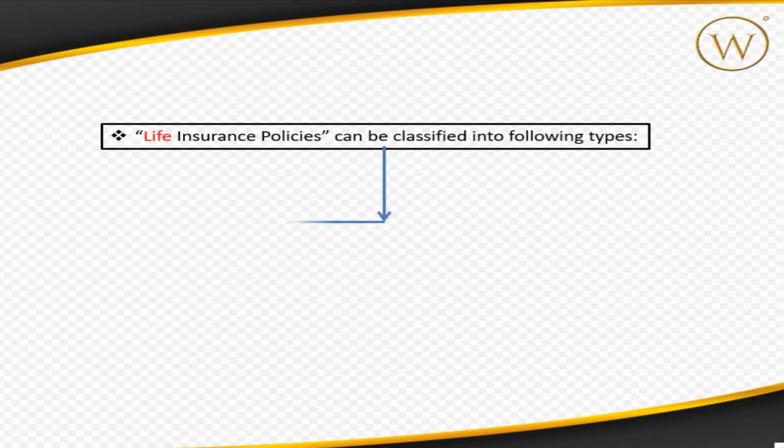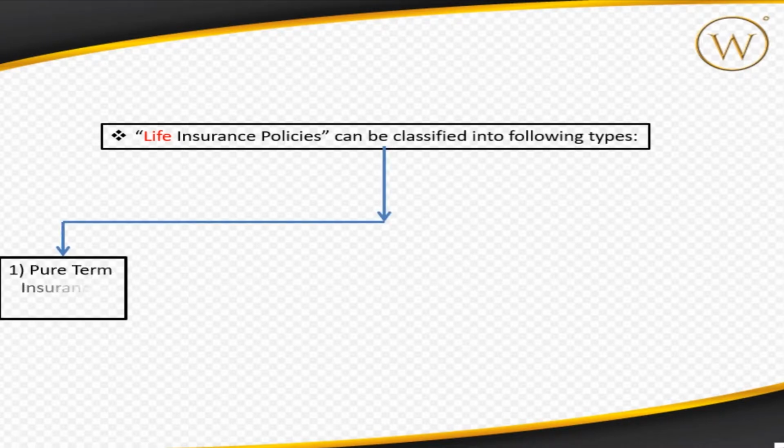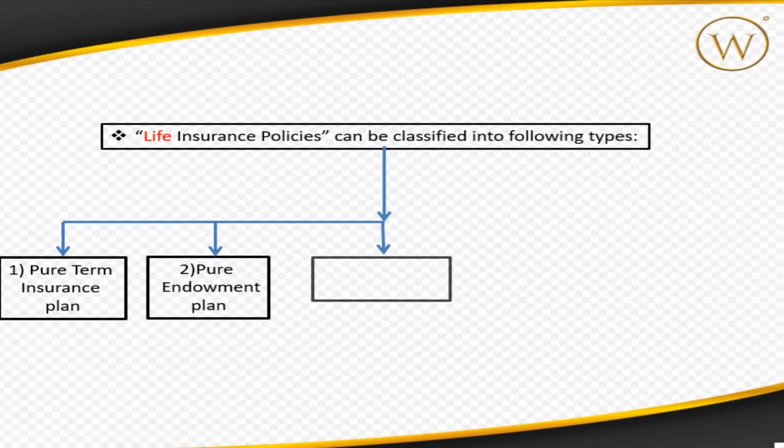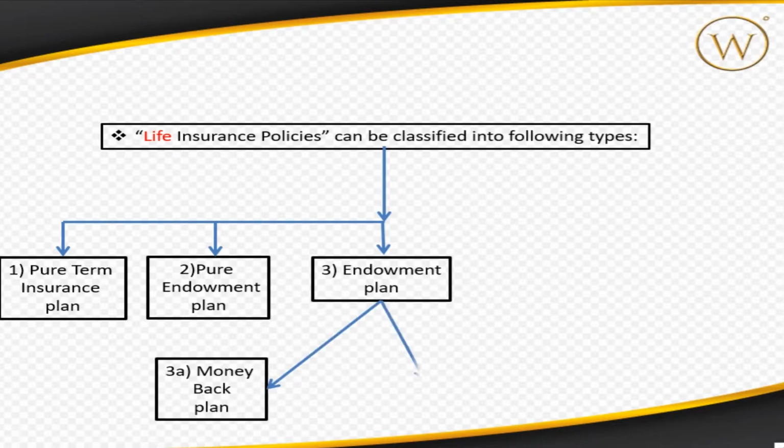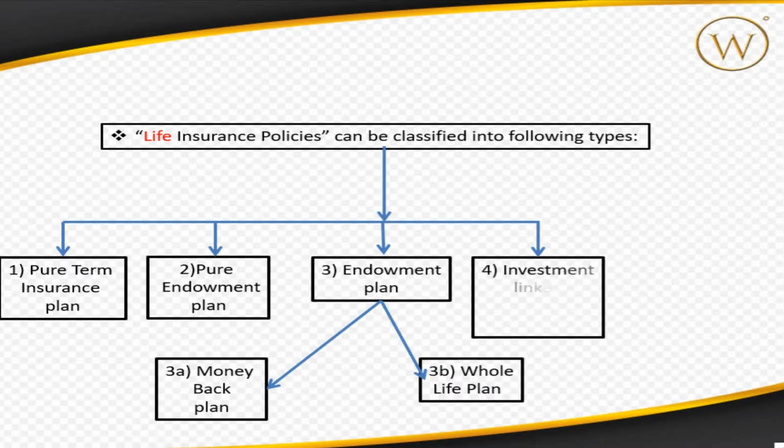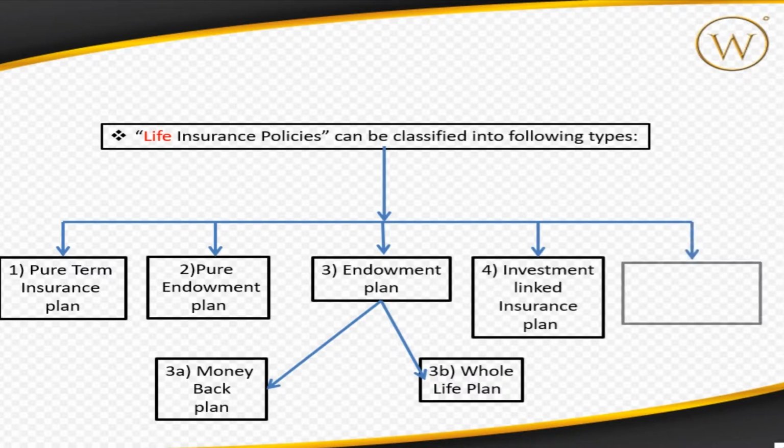The first type of life insurance policy is a pure term insurance plan. Then you have pure endowment plan, then a simple endowment plan which can have two variants, money-back plan or a whole life plan, and then you also have investment linked insurance plan, and finally you have insurance linked annuity plan or a pension plan offered by several insurance companies. Briefly, we will talk about each of these plans.